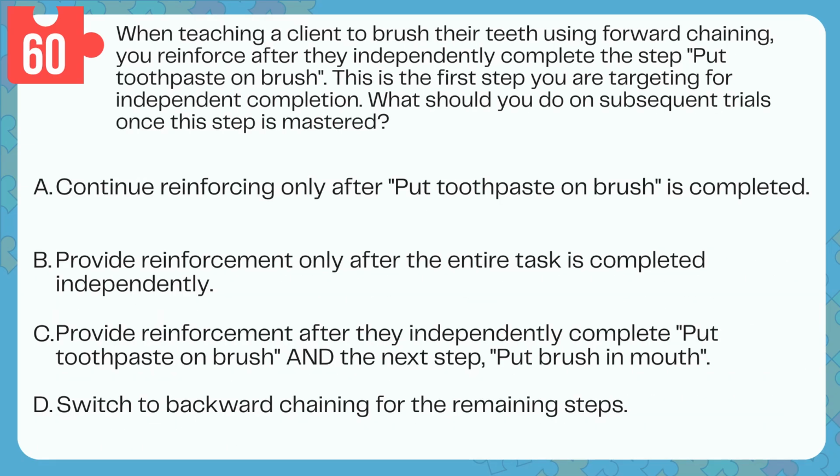Question 60. When teaching a client to brush their teeth using forward chaining, you reinforce after they independently complete the step, put toothpaste on brush. This is the first step you are targeting for independent completion. What should you do on subsequent trials once this step is mastered? A. Continue reinforcing only after put toothpaste on brush is completed. B. Provide reinforcement only after the entire task is completed independently. C. Provide reinforcement after they independently complete put toothpaste on brush, and the next step, put brush in mouth. D. Switch to backward chaining for the remaining steps.